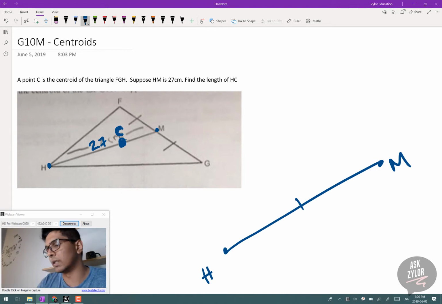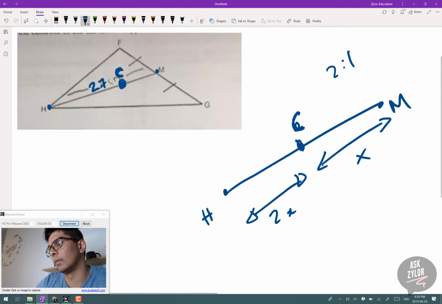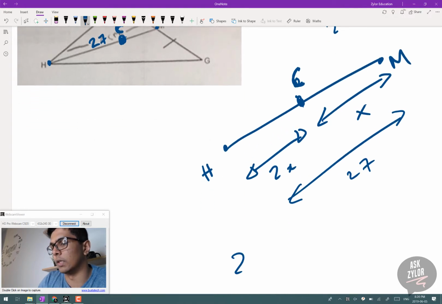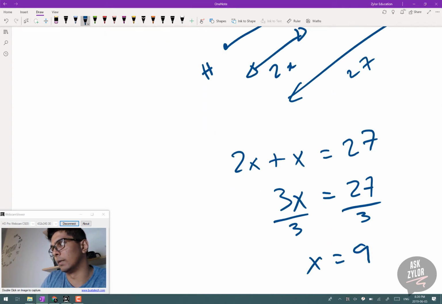So C breaks down a median into a 2:1 ratio. So this is C, so we're going to let CM equal x. That means HC is equal to 2x. So if the entire thing is 27, we can just say 2x plus x is equal to 27. That tells me 3x is equal to 27, and then we can divide both sides by 3 to give me x is equal to 9.